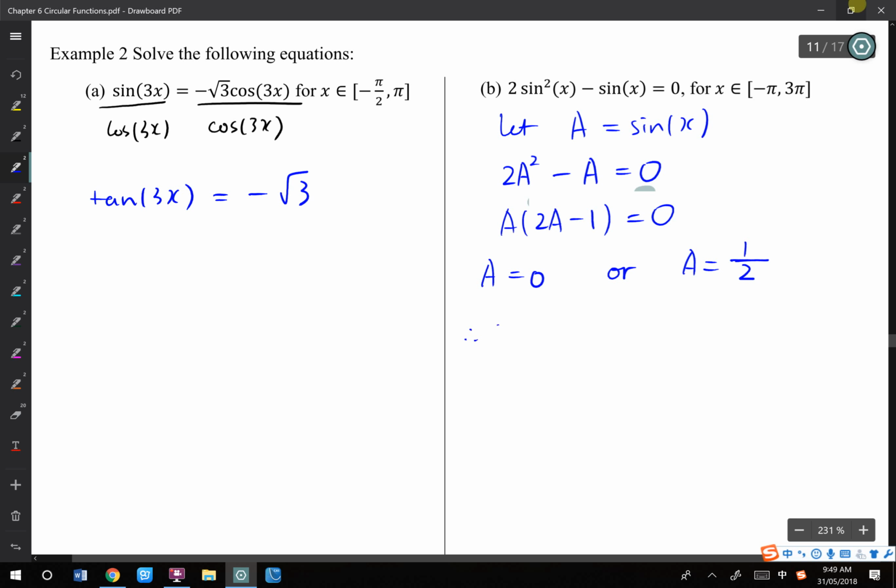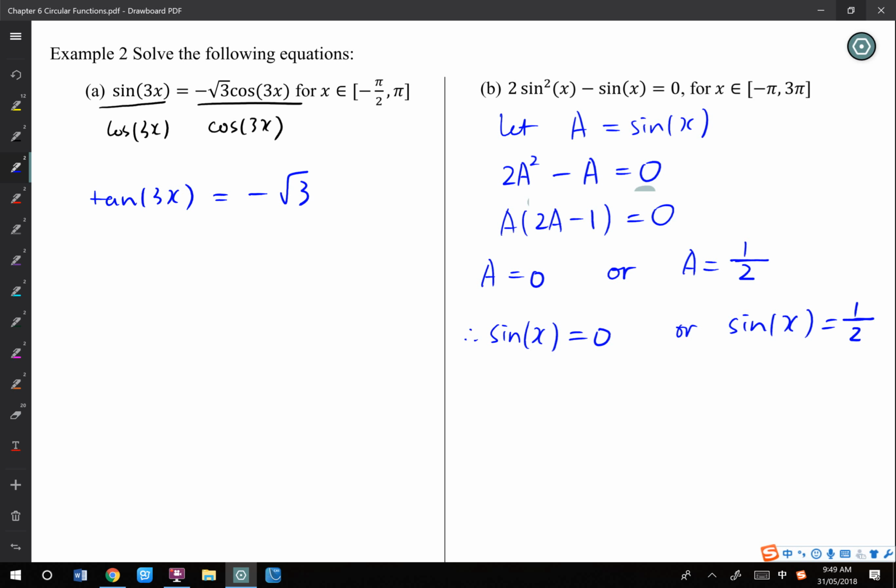So now the question becomes sine x equals 0 or sine x equals half. You're trying to solve for that. Okay, we have two really simple questions here.